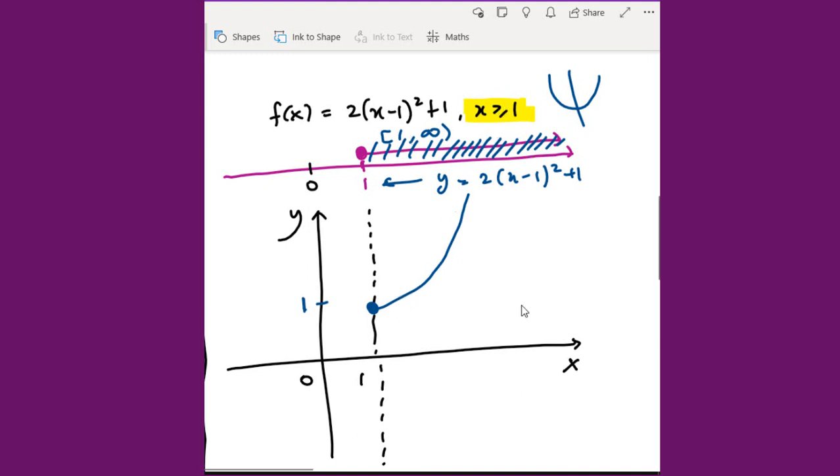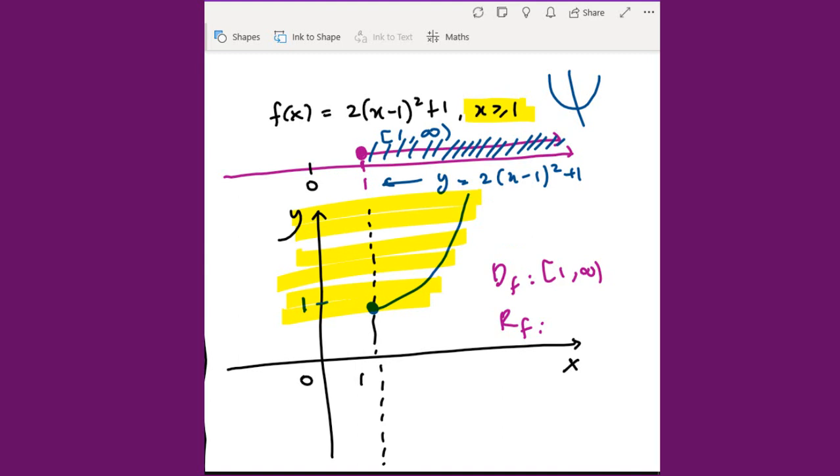Now the domain is given from 1 to infinity. How do we find the range? The range is also starting here. No graph below here, and then from 1 up to infinity. That is the range, also from 1 to infinity. So this is how to sketch a quadratic within a restricted domain.